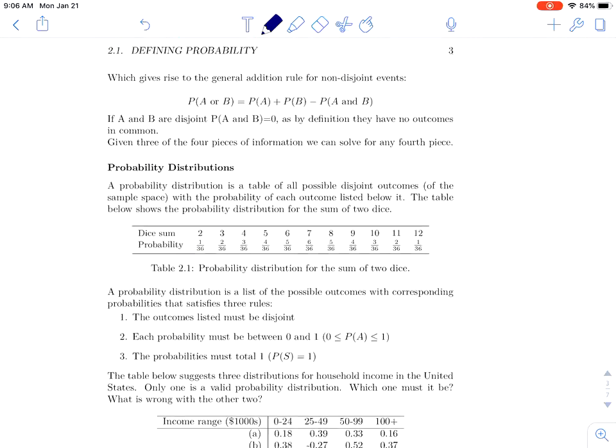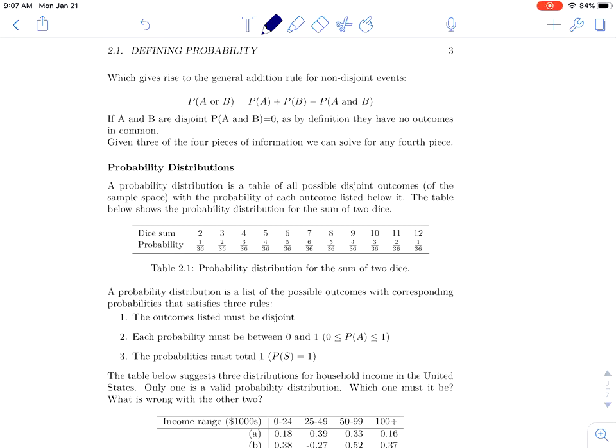So let's just talk about probability distributions. A probability distribution is just a table like this, where you have all the possible outcomes up top and their probabilities down below. In this example, we're talking about the sum. You've rolled 2 dice, and now we're adding up the sum. The lowest possible total that you could have is 2, and the highest possible total is 12, a 6 and a 6.